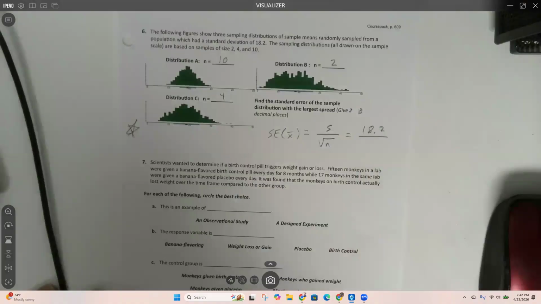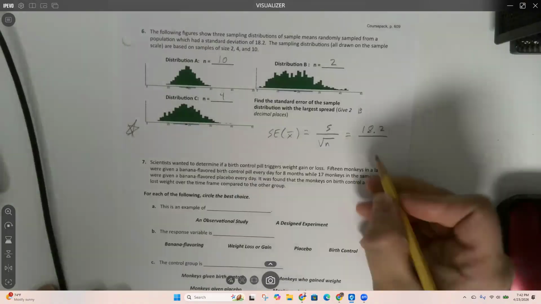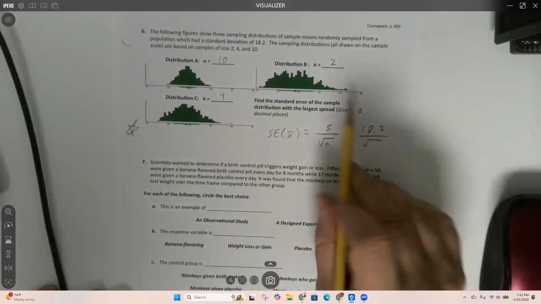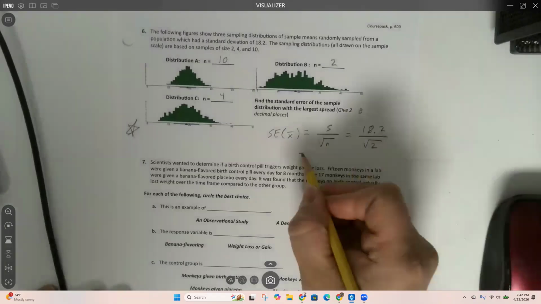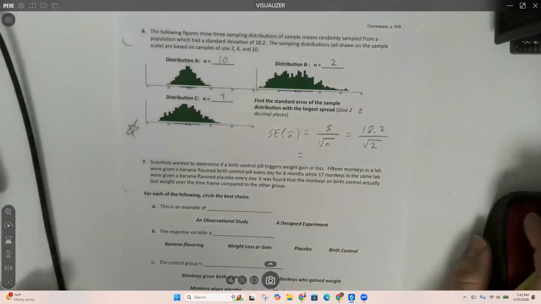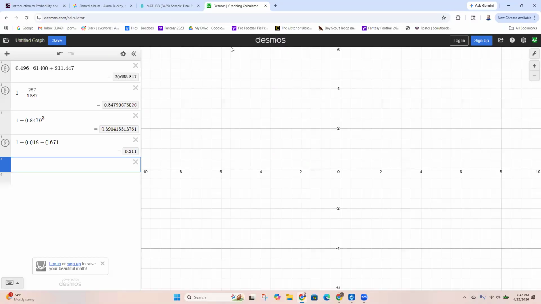So standard deviation, they said, was 18.2. We are looking at the B1, which had a sample size of 2. So in my calculator, I get 18.2 divided by SQRT 2, which is 12.87.